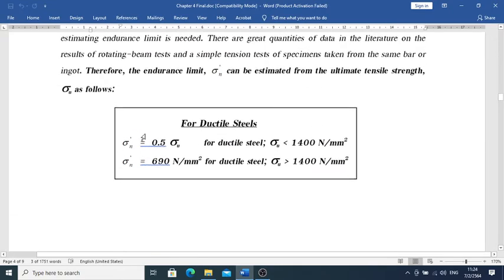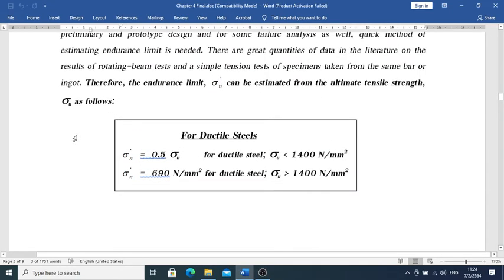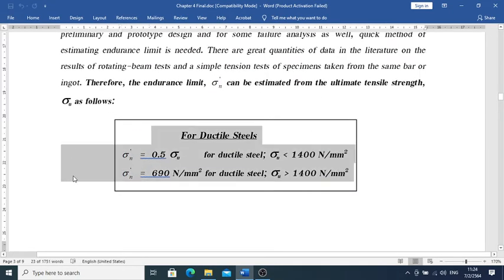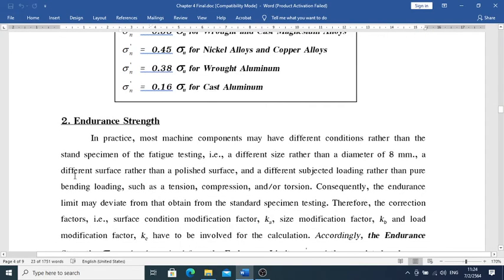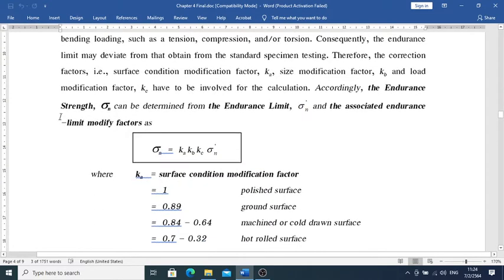So this one is for the ductile material. We're going to use this as a reference all the way. So we've got sigma n prime already. Now for reality, we're going to use the endurance strength sigma n, which applies to all.